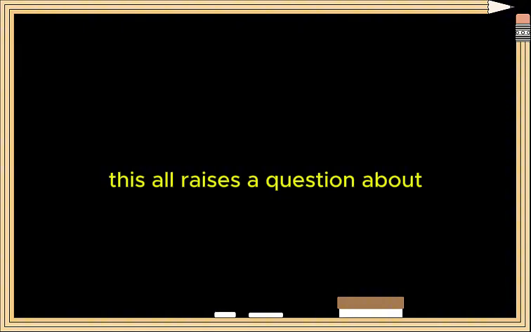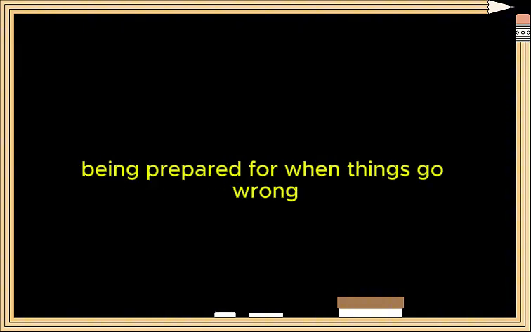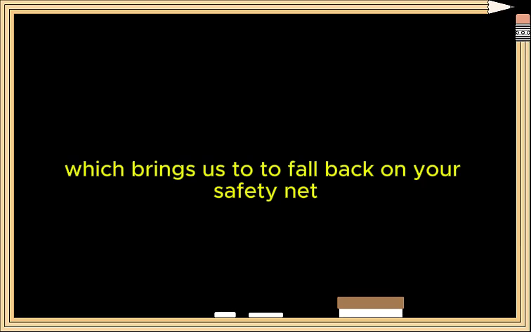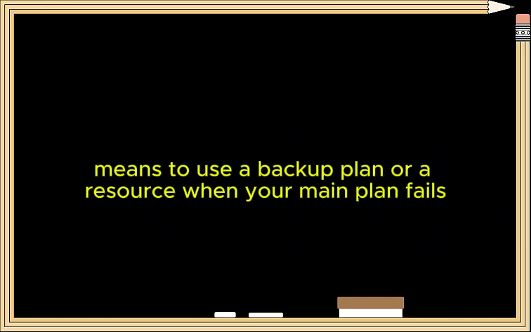Okay, now, this all raises a question about being prepared for when things go wrong, which brings us to fall back on. Your safety net. To fall back on means to use a backup plan or a resource when your main plan fails.